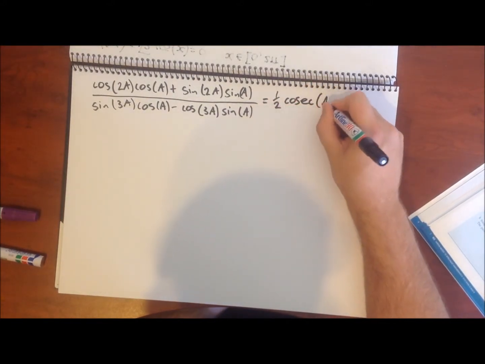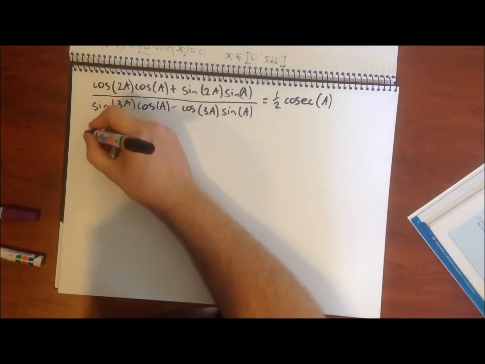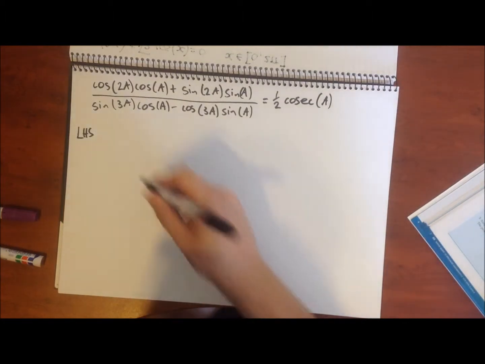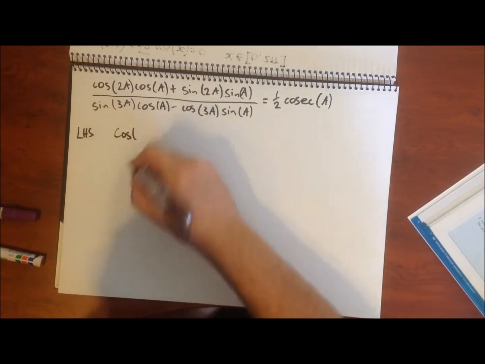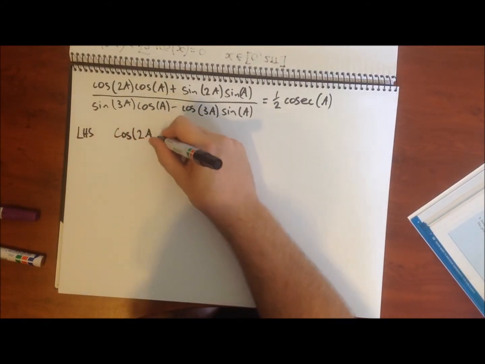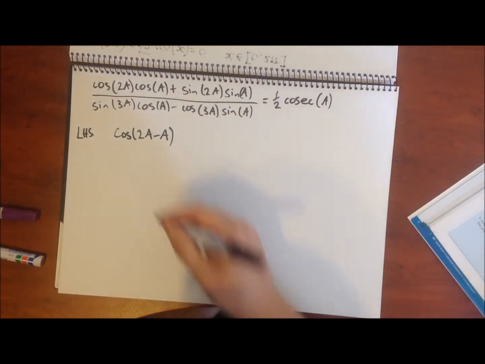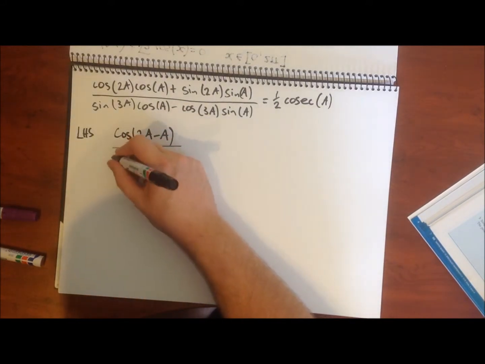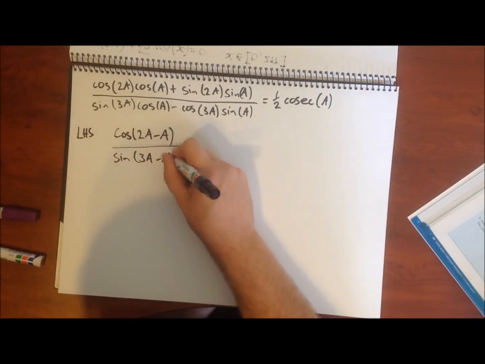cosec a. Now I did warn you, this one did look ugly, but it's not as bad as what we think. Because what we can do over here, when we say our left hand side, our numerator can simply be cos of 2a minus a, because you'll see we've actually got our compound angle formula there, over sine of 3a minus a.